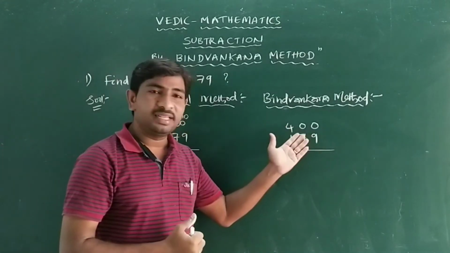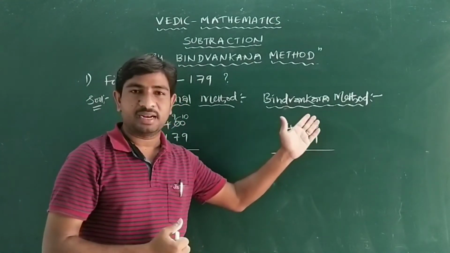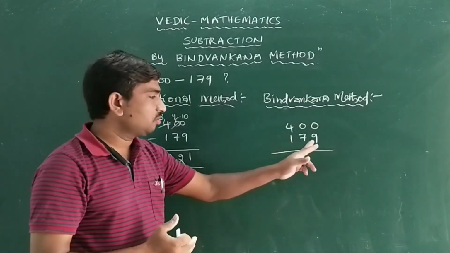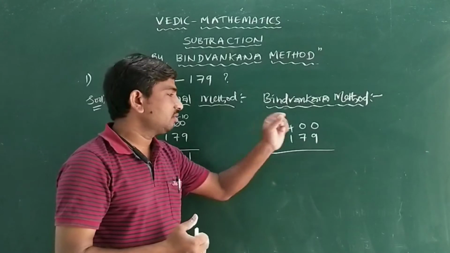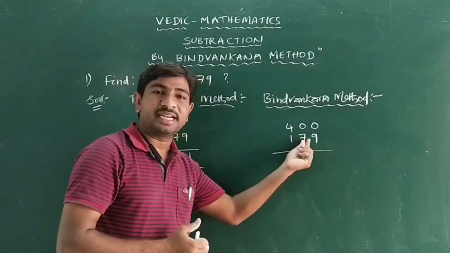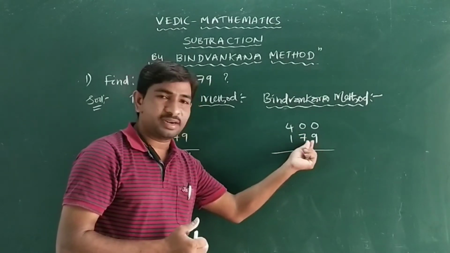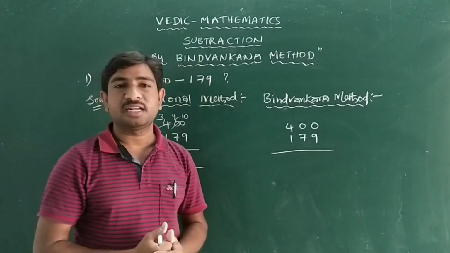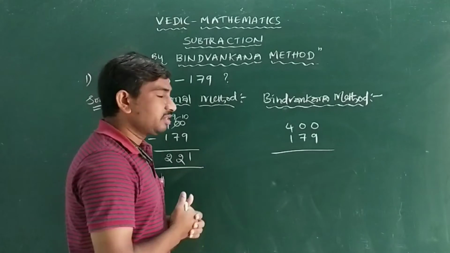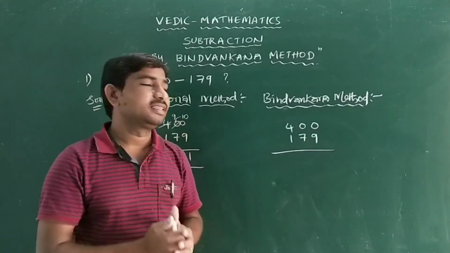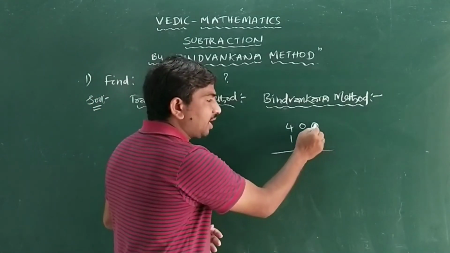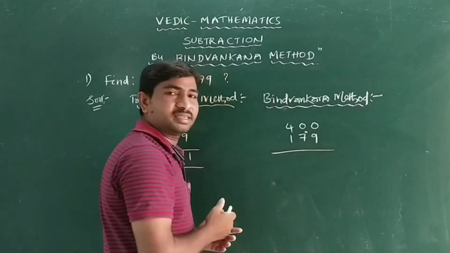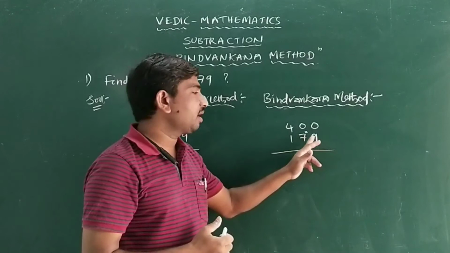When we subtract a bigger number from a smaller number, there is no need to take the borrow of 10. Instead you keep a dot beside the 9, that is, in the tens place digit. Why? Because the Binduankana method is also called the dot method, as I said. Here the dot represents 10. It is not possible, right? That's why, to take the borrow, you keep one dot here. Then what will it become?